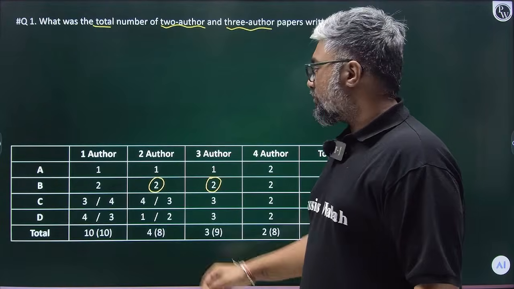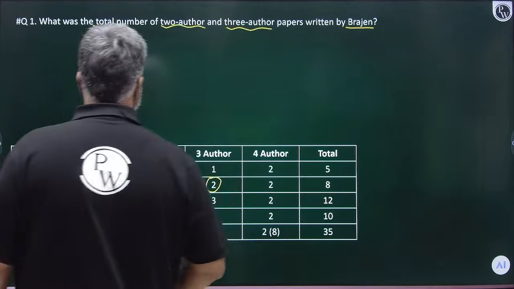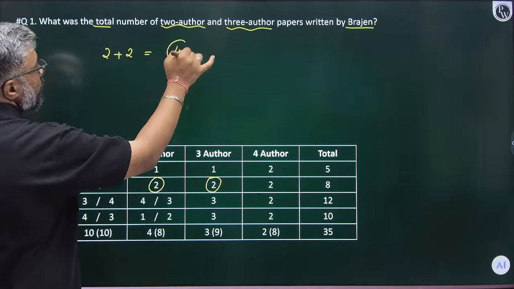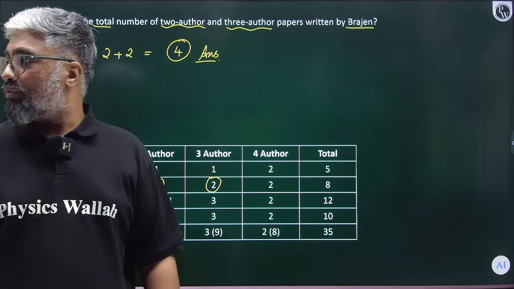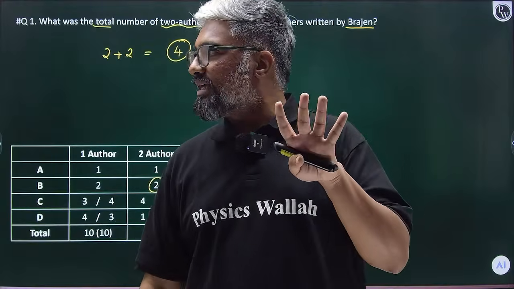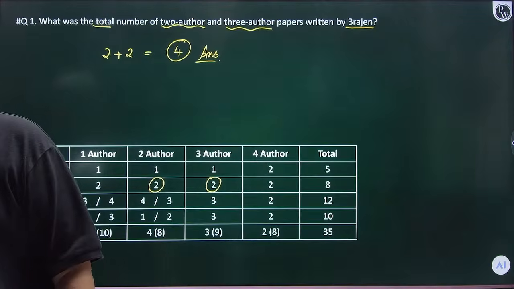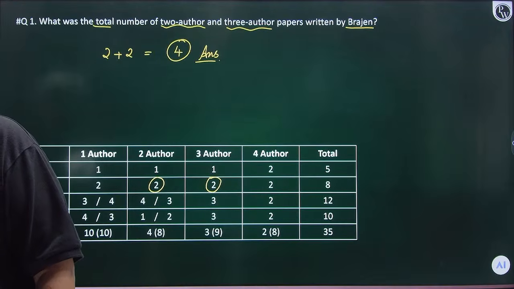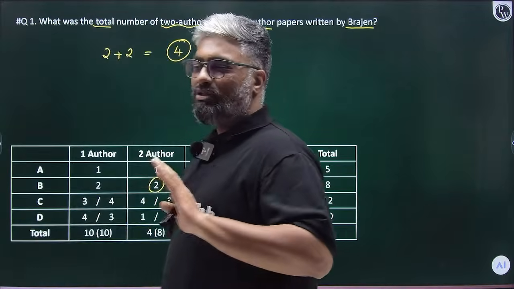So B is contributing in 2 author papers and 2 3 author papers. So total contribution will be what? 2 plus 2 adding up to 4. This is our answer. Someone did put it in the chat that 4 is the answer initially. Somebody said 7 also. But 4 is the right answer. Yeah. Done.